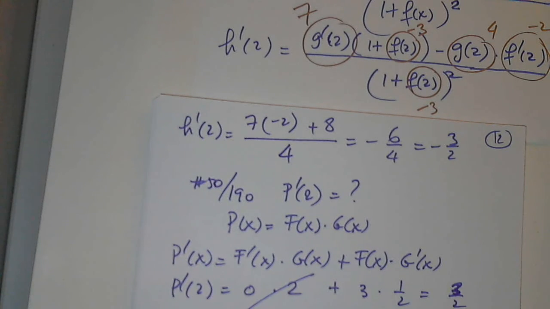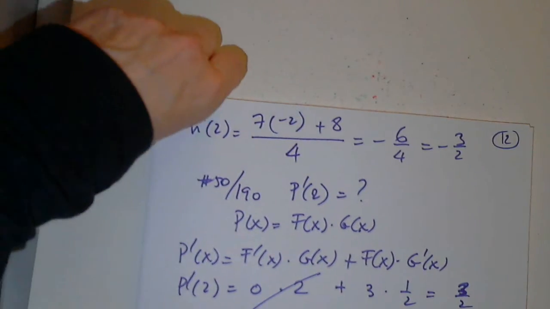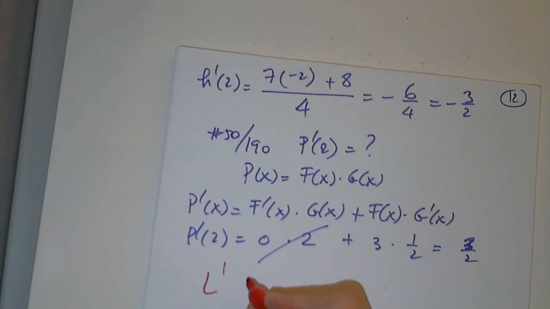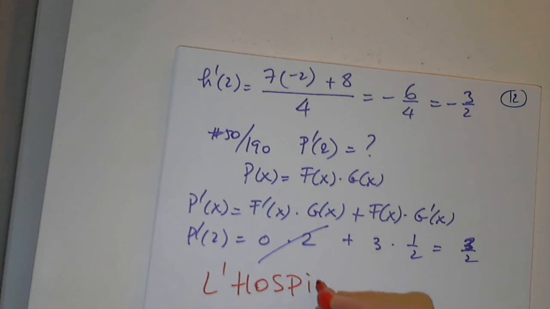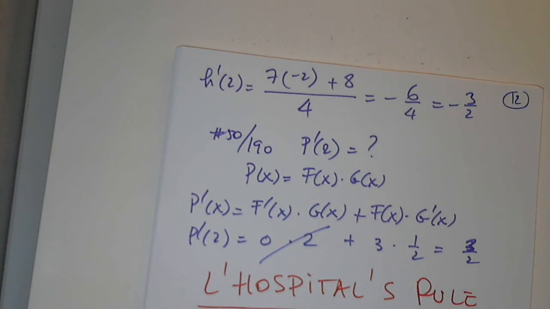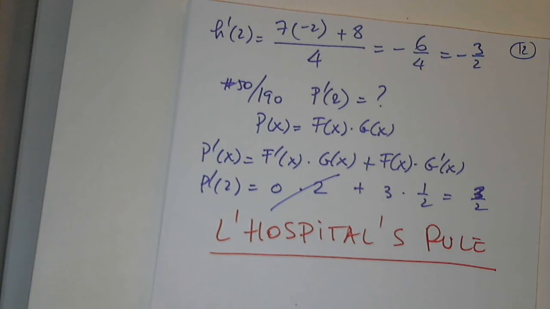I want to talk about a theorem that, in my opinion, should be in this chapter. It's not. It's in chapter 4. But I would like to talk about it. It's called L'Hopital's rule. L'Hopital's, the H is silent. L'Hopital's rule is applicable only in 2 indeterminate cases.